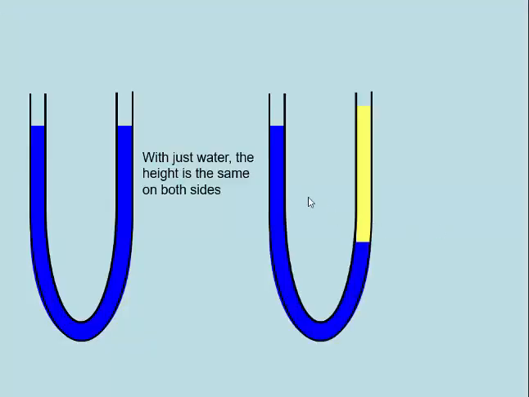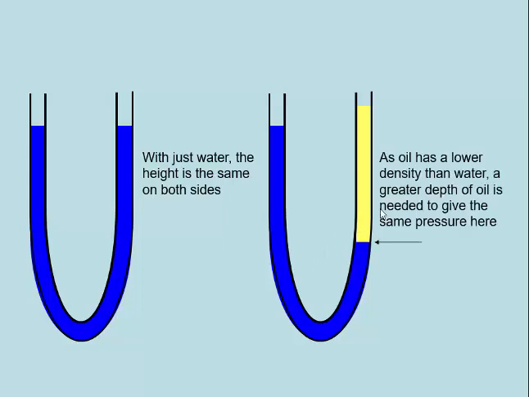Here we have the tube with water and oil, and you'll see that the oil is to a higher level than the water. Oil has a lower density than water, so we need a greater depth of oil to give the same pressure at, say, this point. If the pressure was not equal at this point, the liquids would flow around until the pressure was equal at this point. And so we need a much bigger depth of oil, with oil having a lower density, to give that pressure, from pressure is h rho g, than we do with water with a higher density.